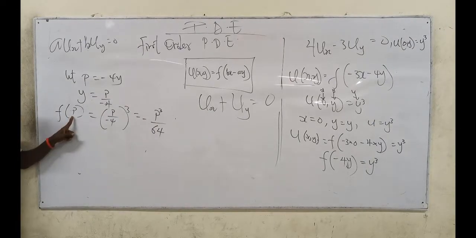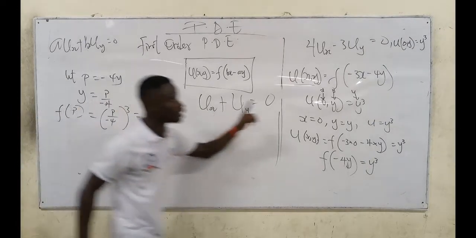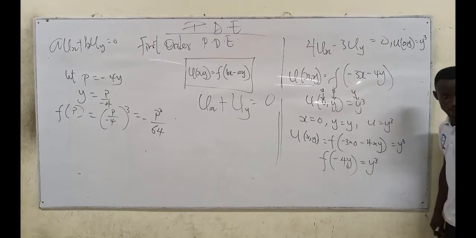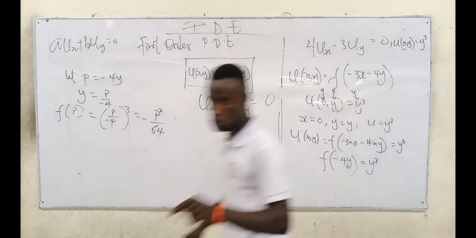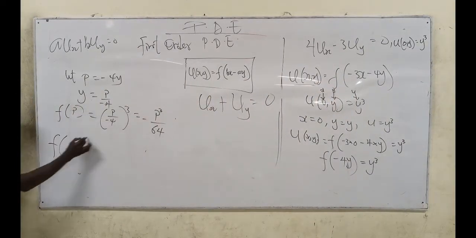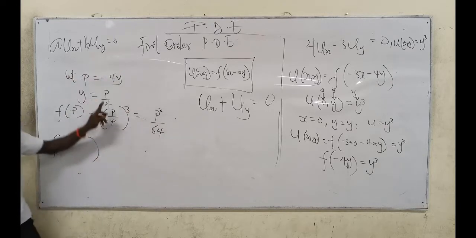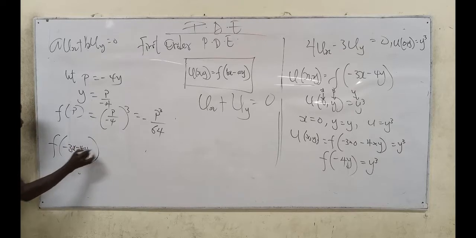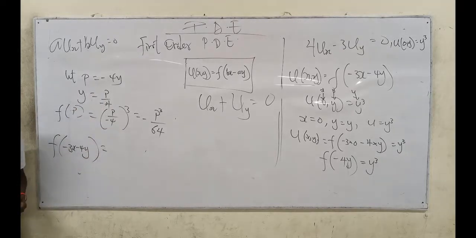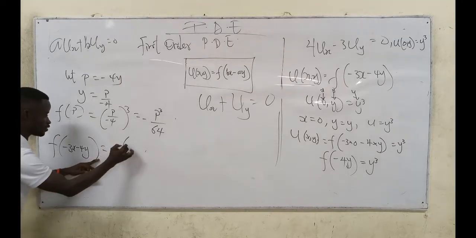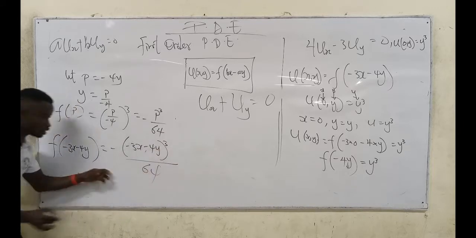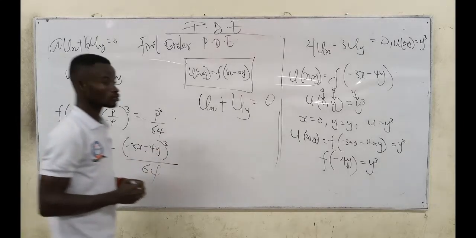Listen. We know that this P is the same as this, true or false? Then do the substitution, and that is the particular solution. So we are not going to write this again. The P is the same as what? Negative 3s minus 4y. So wherever you see P, you put what there? Negative 3s minus 4y, all over 3, all over 64. So this becomes the particular solution.